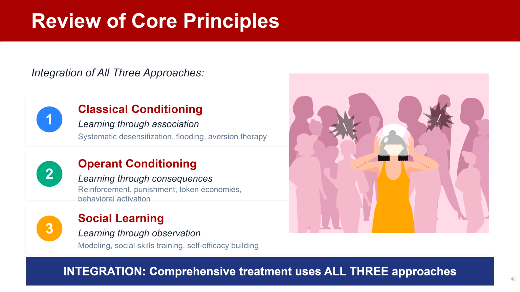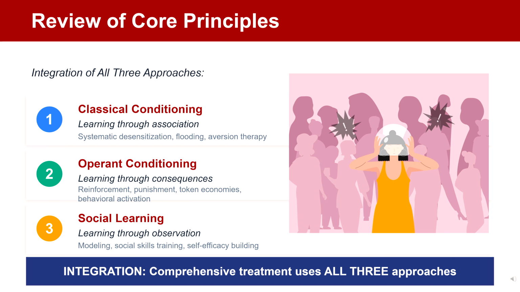Let us briefly review what we have covered. In Module 1, we learned about classical conditioning, how behaviors are learned through association. We explored systematic desensitization, flooding, and aversion therapy. Module 2 covered operant conditioning, that is, how consequences shape behavior. We discussed reinforcement, punishment, and token economies.